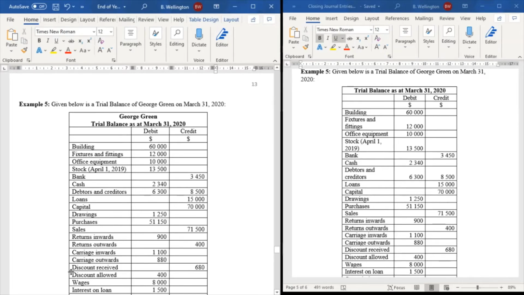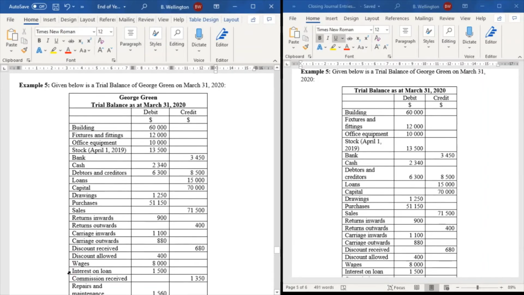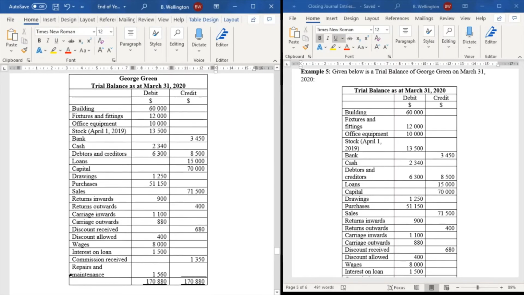Discount received, discount allowed, wages, interest on loans, commission received, repairs and maintenance, those are all expenses or revenue. Okay, let's differentiate them.